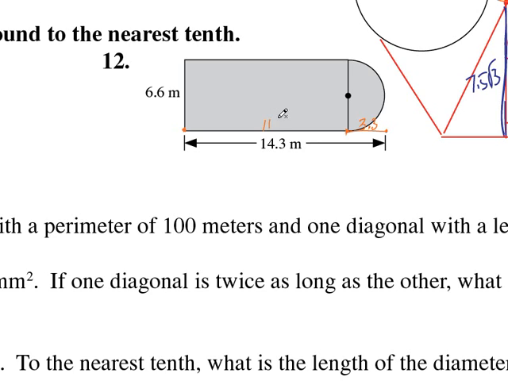So this right here is 11, and 11 times 6.6 is 72.6. Okay, so that's the rectangle. And then, how do you do this? This is a half circle, so it's going to be pi r squared over 2, right. So what's the radius? 3.3 squared times pi divided by 2. That's 17.1. All right, then what do I do with that 72.6 and the 17.1? Add them together, and you get 89.7.